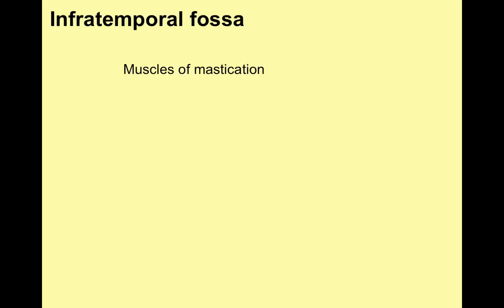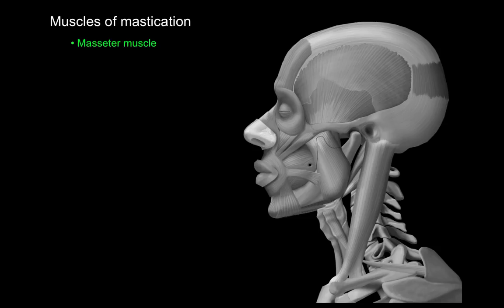Let's talk now about the muscles of mastication that act on the temporomandibular joint. So first is our masseter muscle that arises from the zygomatic arch and then courses down to attach to the ramus of the mandible, and the action of this muscle is to elevate the mandible with power at the TMJ, and it's innervated by cranial nerve V3, the mandibular branch of the trigeminal nerve.